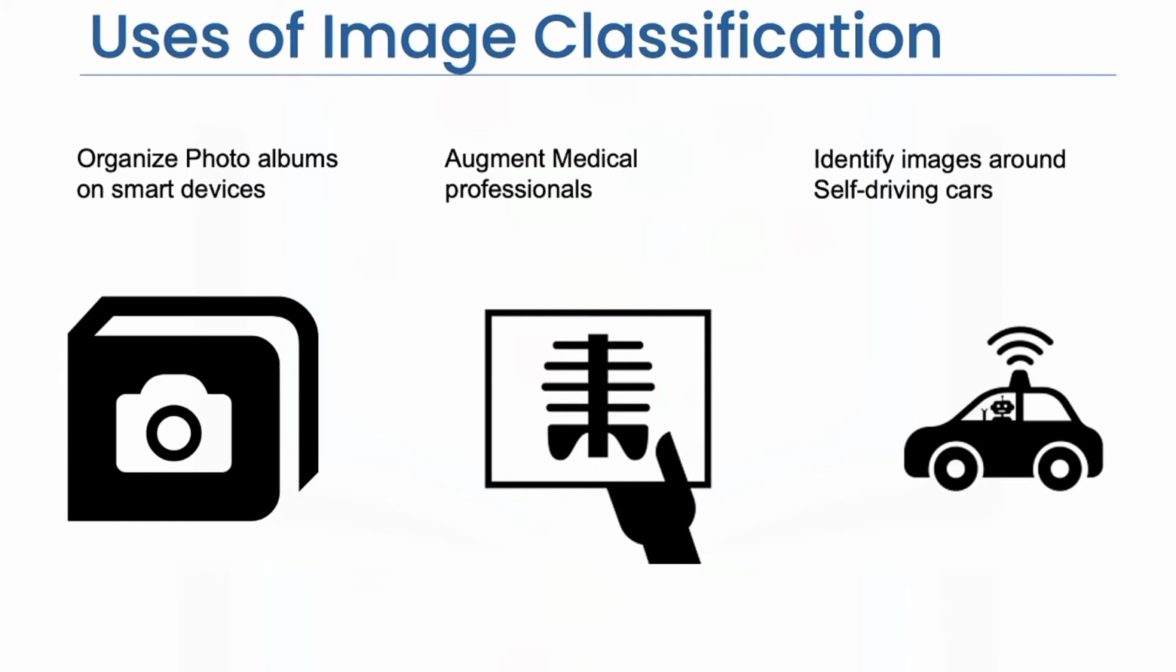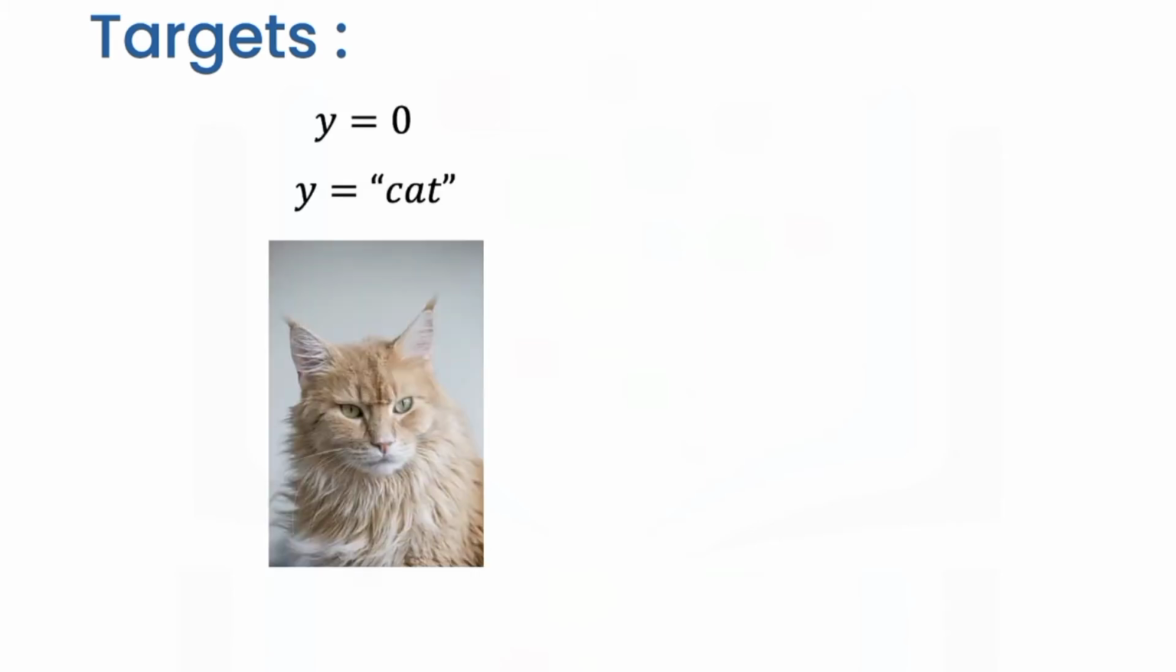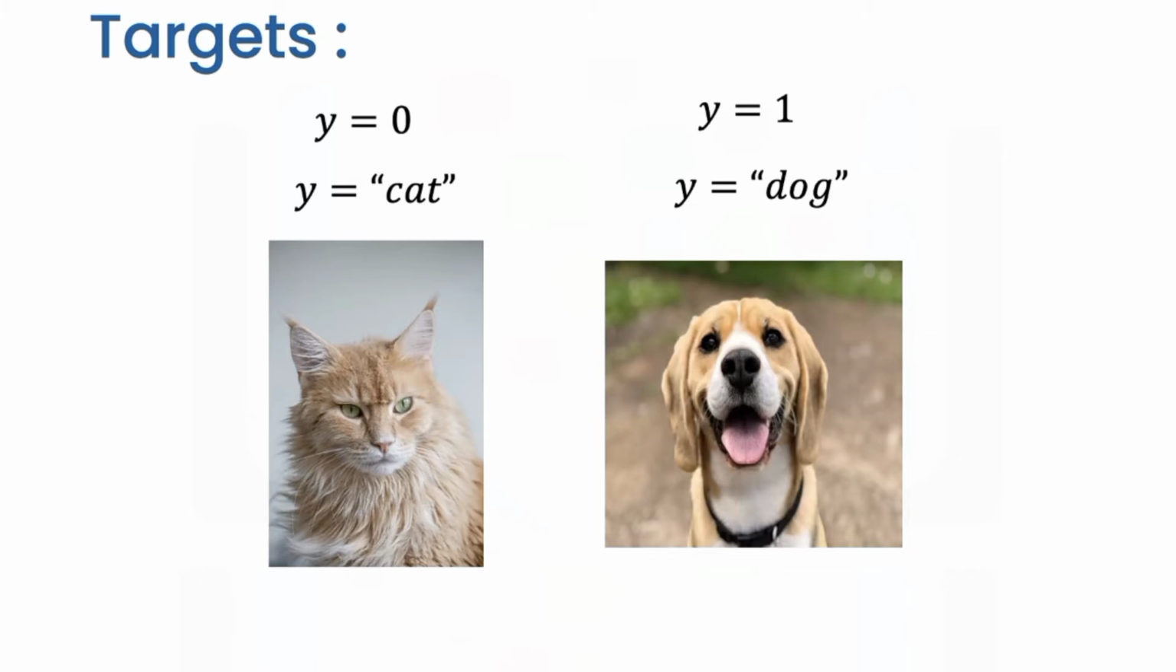We usually start with a subset of categories or classes, for example, cats and dogs. We use the label Y to represent the classes the image belongs to. Y equals 0 for cat. Y equals 1 for dog.